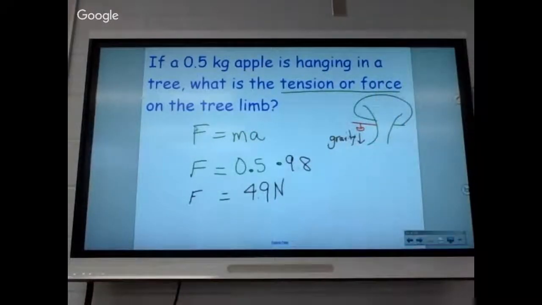I just know how to divide that one in my head. Don't give me a hard one or I wouldn't be able to do it. Questions about how to do that? All right, last problem.